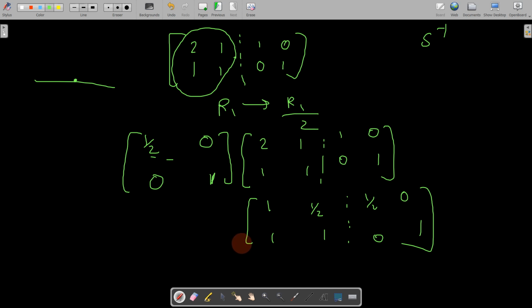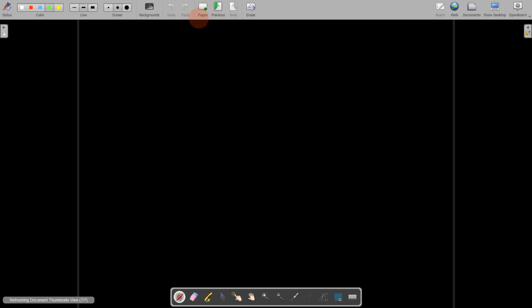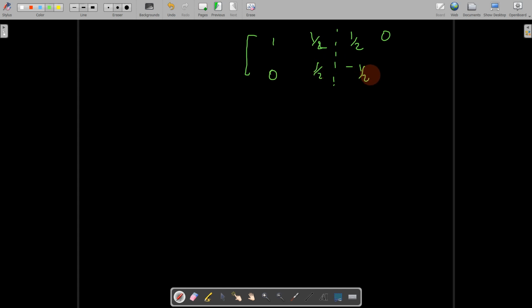Now next operation, we will keep row 1 same. Row 2 will be replaced with row 2 minus row 1. Okay, how do we write that in matrix form? So first row is same. For the second row, minus 1 times the first row plus 1 times the second row will be replaced as the second row. So after this, what we will get is 1 half, half 0, 0 half minus half 1.